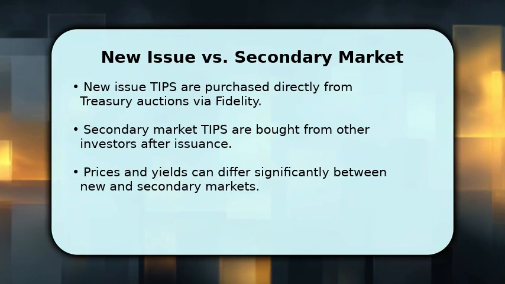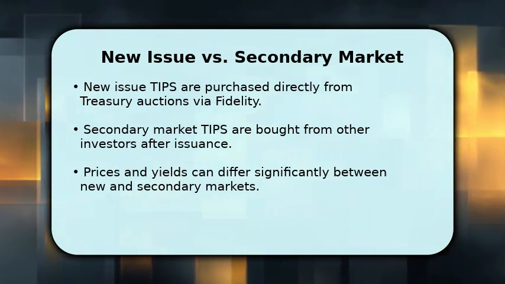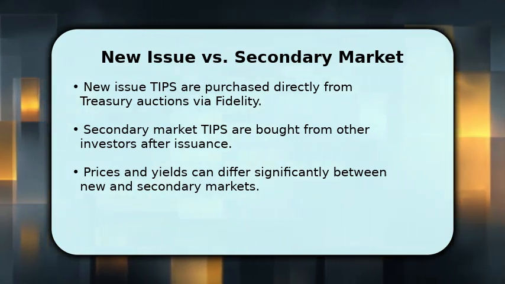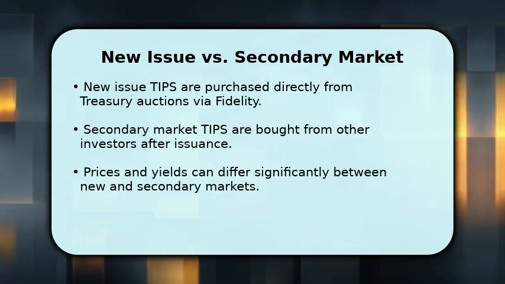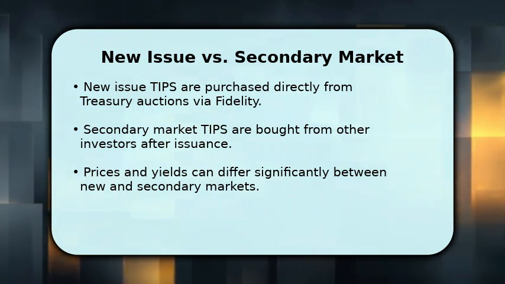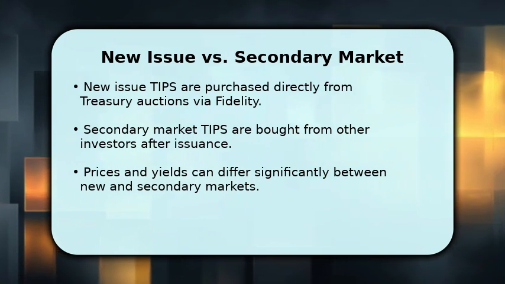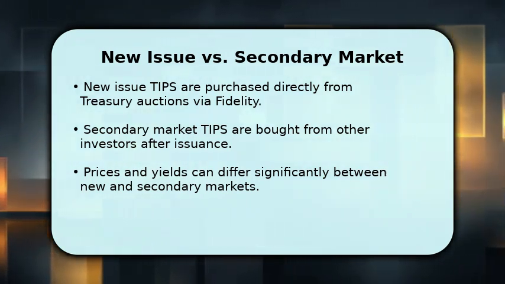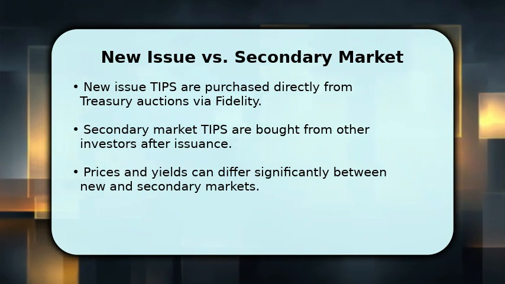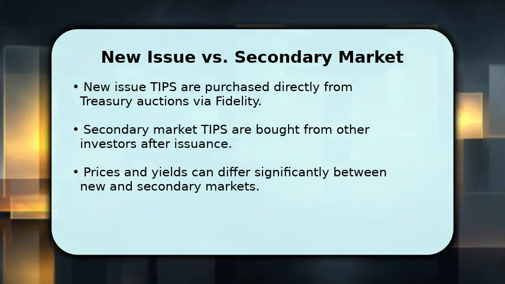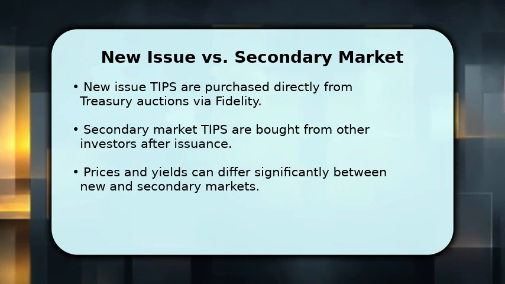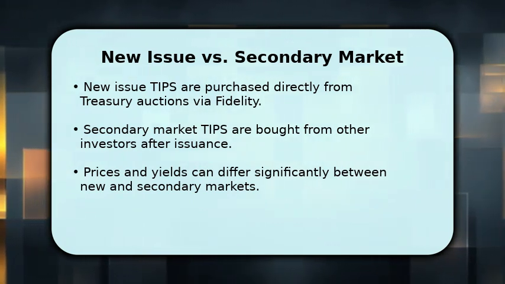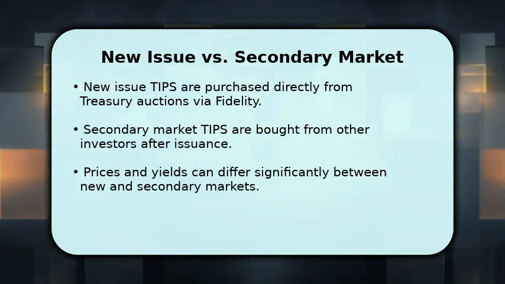When buying new issue TIPS, you're participating in a treasury auction. Fidelity facilitates this process, allowing you to bid non-competitively. For secondary market TIPS, you'll browse available bonds and their current yields. It's important to compare the maturity dates and coupon rates to find the best fit for your portfolio goals. Both methods offer unique advantages for investors.